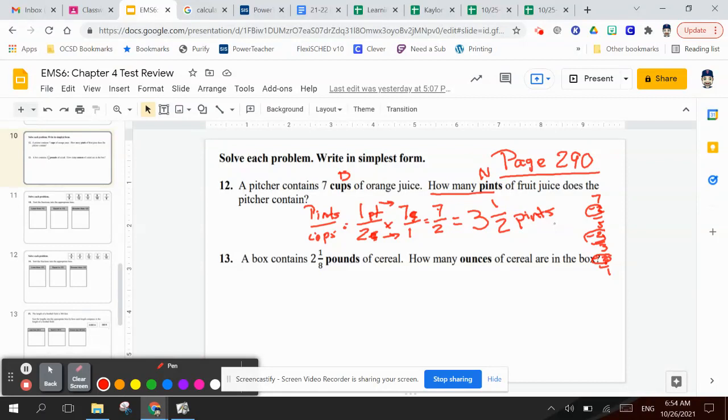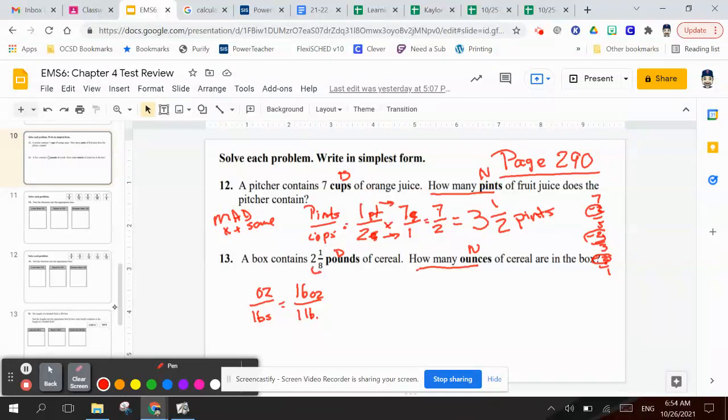When we look at letter number 13, a box contains 2 1/8 pounds of cereal. How many ounces of cereal does the box have in it? So how many ounces? That has to be my numerator. Pounds is my denominator. So I have ounces over pounds. I know that there are 16 ounces in 1 pound. I have 2 1/8 pounds. So 2 1/8 I have to change to an improper fraction, so I have to use my MAD method. Multiply, add, denominator stays the same.